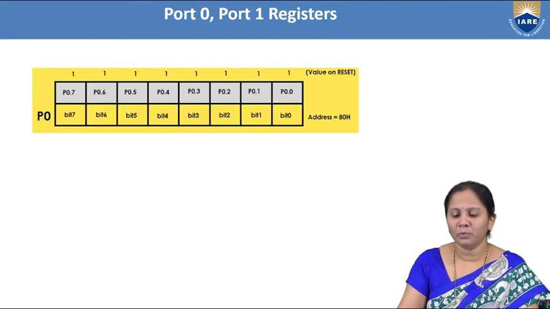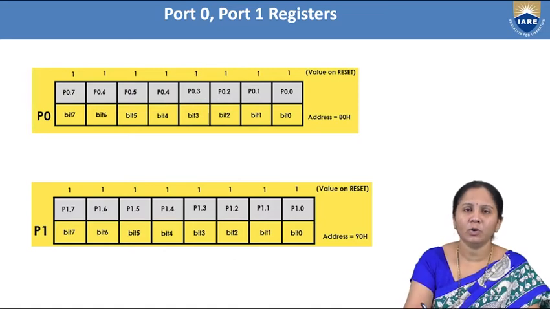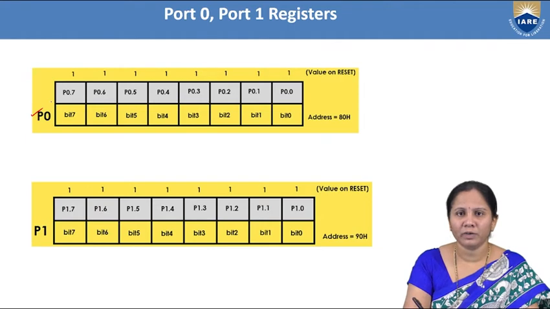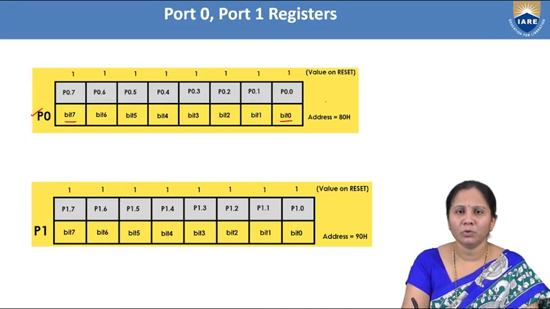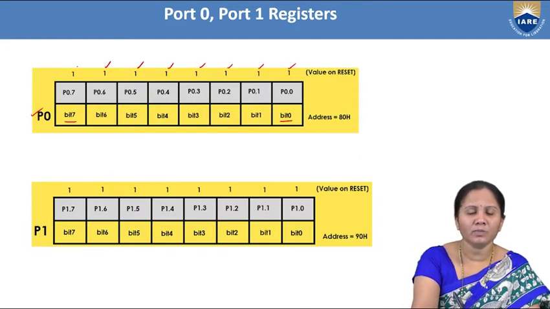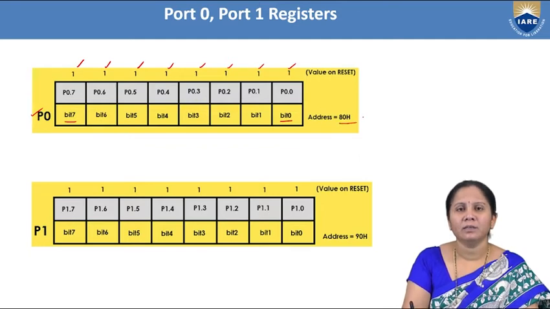Now, here are the port 0 and port 1 registers. This is port 0, which is 8-bit, from bit 0 to bit 7. When port 0 is reset, all the bits will hold a value 1, which indicates they are used as input ports. And the address in the SFR address space for port 0 is 80H.